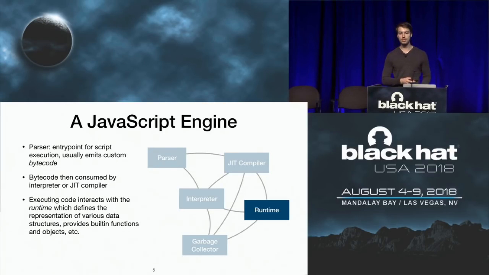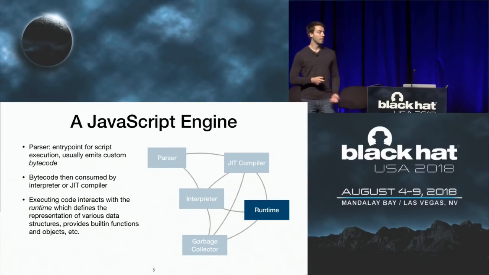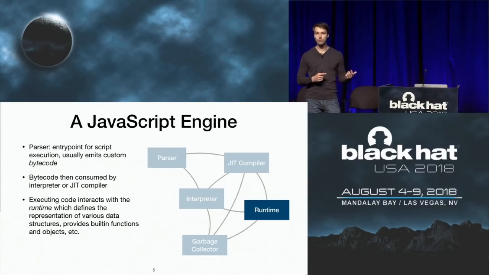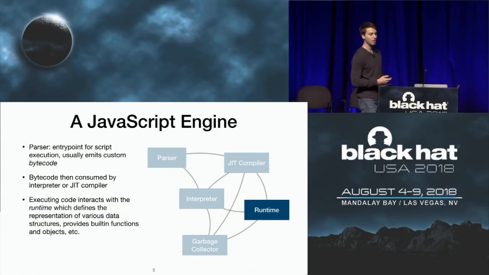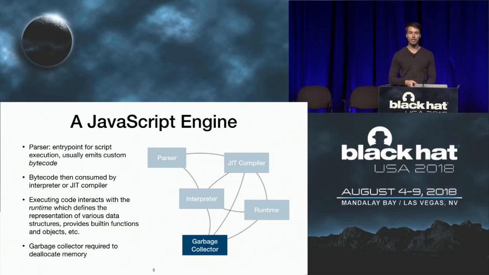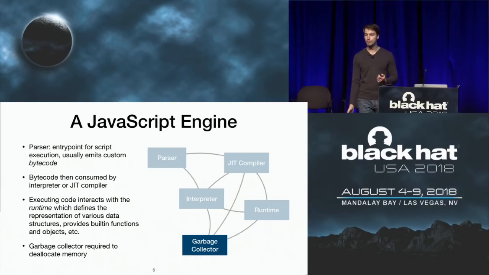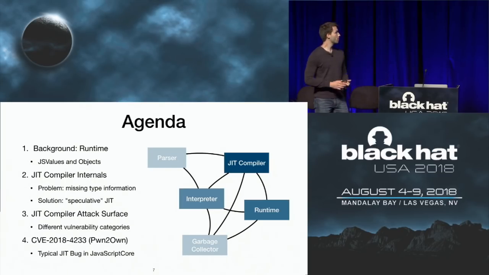While this code runs, it interacts with what I call the runtime, which essentially defines various data structures like values, objects, and so on. And it provides a bunch of built-in functions, objects, etc. And finally, we have the garbage collector. JavaScript is a garbage collected language, meaning the programmer doesn't need to take care of freeing memory, so the garbage collector does that. With that, here's what we'll talk about today.